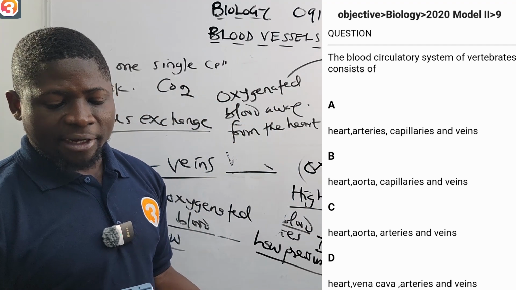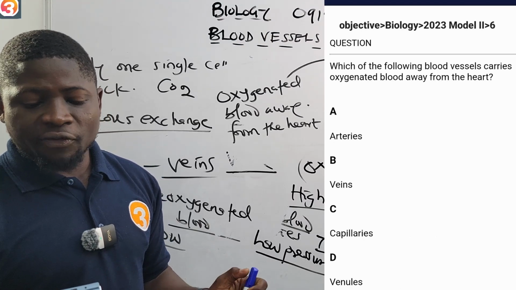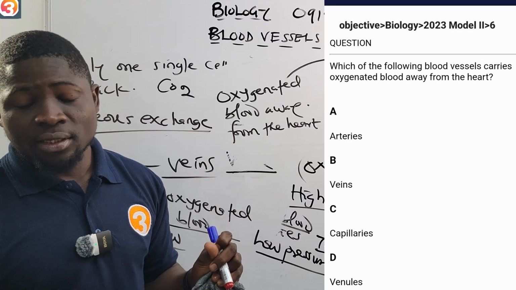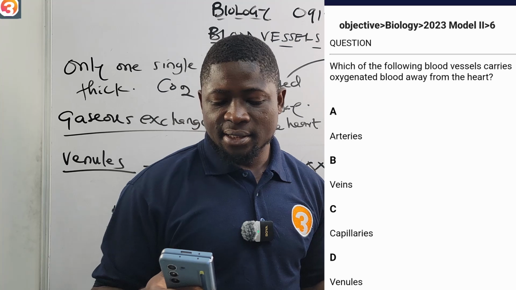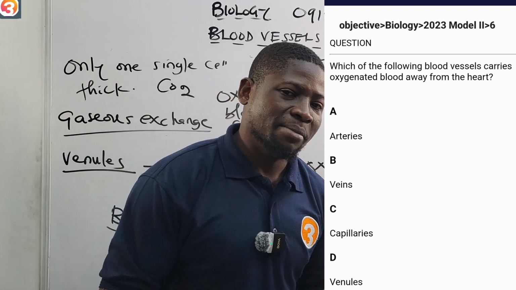All right. Let us see one more. 2023 number 6. Which of the following blood vessels carries oxygenated blood away from the heart? A says arteries, B veins, C capillaries, D venules. Correct answer is A, arteries. We do not want to spend too much time here.